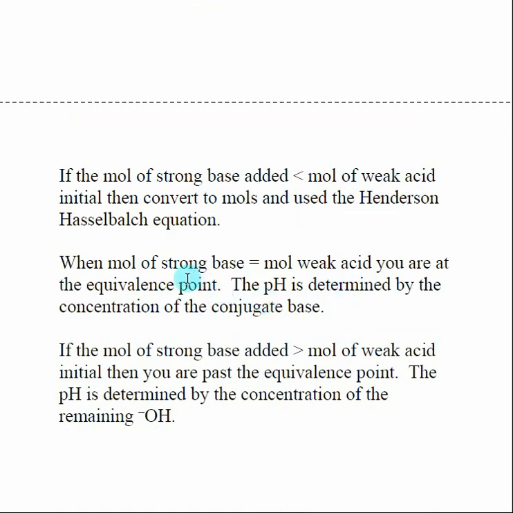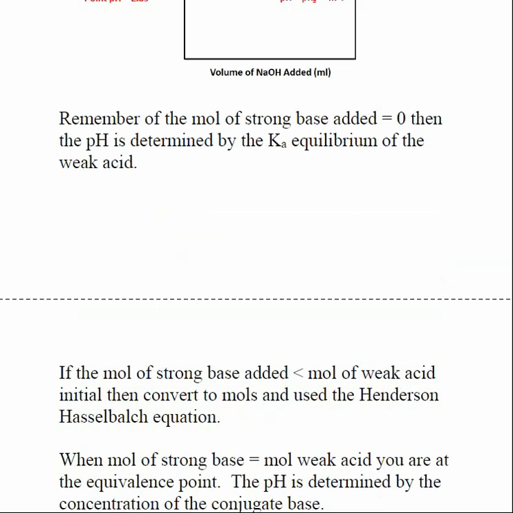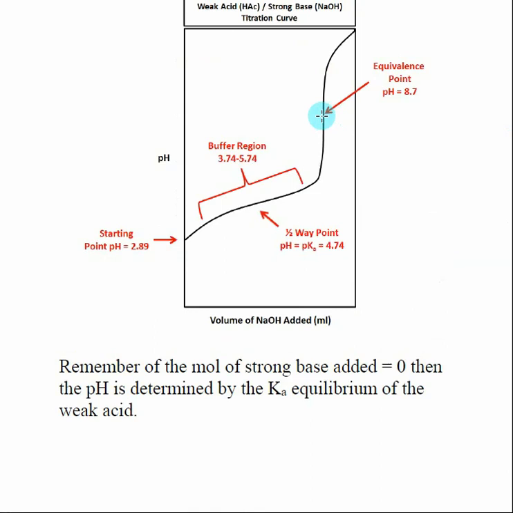The next point that we're interested in is when the moles of strong base added is equal to the number of moles of weak acid that we had initially. We now know that we are at the equivalence point. So when the moles of weak acid that we started with initially is equal to the moles of strong base that we added during the titration, when those are equal to each other, we are at the equivalence point.